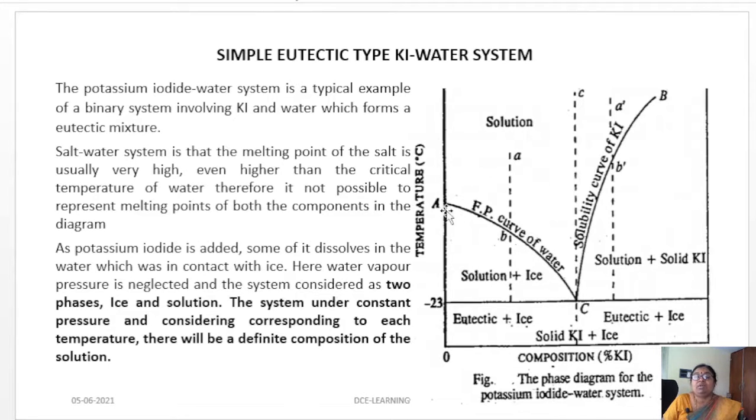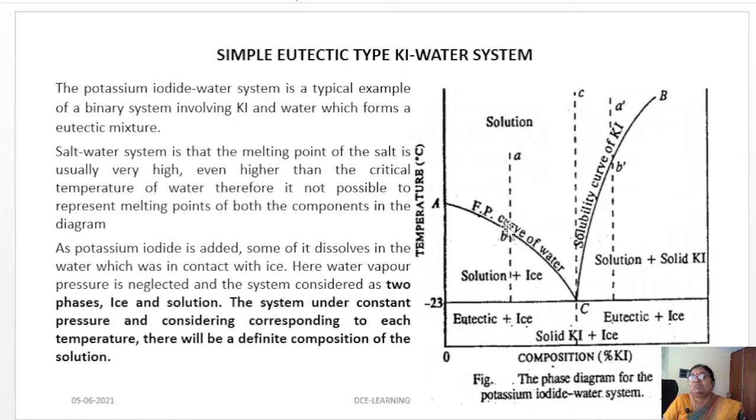Here the water vapor pressure is neglected, and the system is considered as two phases: the solution phase of potassium iodide and the ice. Under constant pressure, at each temperature there will be a definite composition of the solution. So when you go along the freezing point curve of water, this is the equilibrium between solution and ice. Solution means potassium iodide in solution with ice.